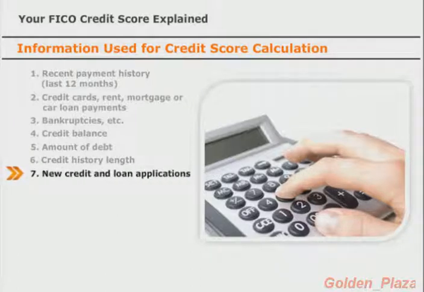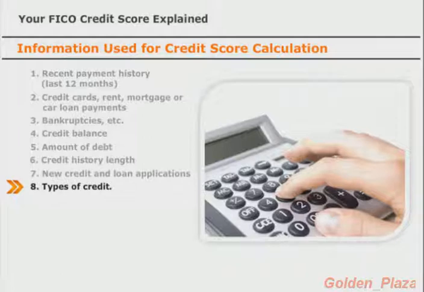New credit and loan applications. Another 10% of your score will go to your loan applications. If multiple lender requests show you have been looking for more credit, possibly more than you could carry, your FICO score may be hurt.